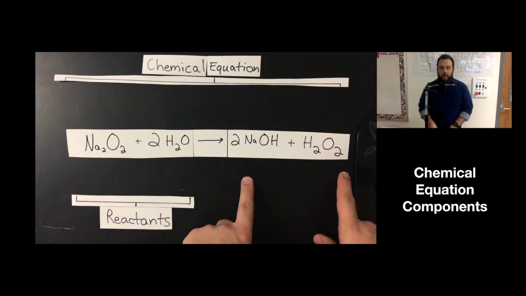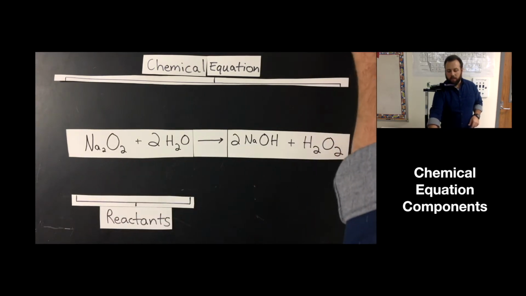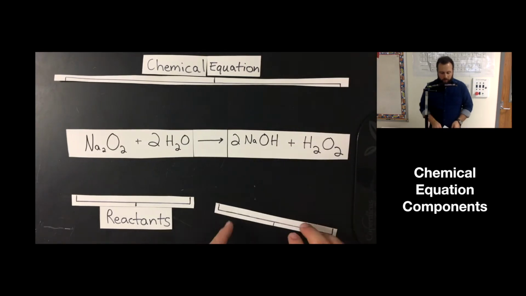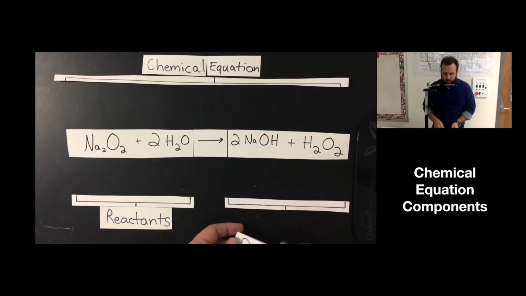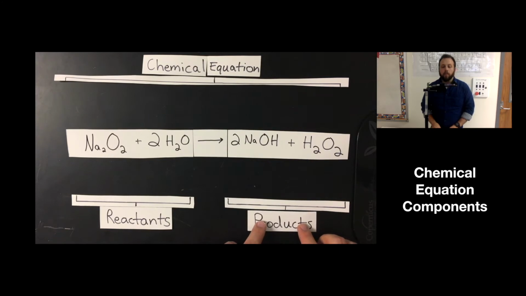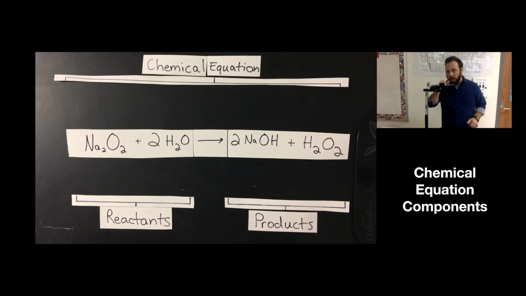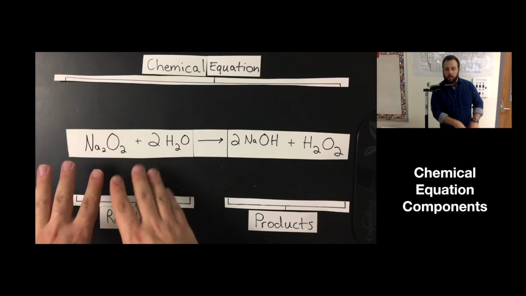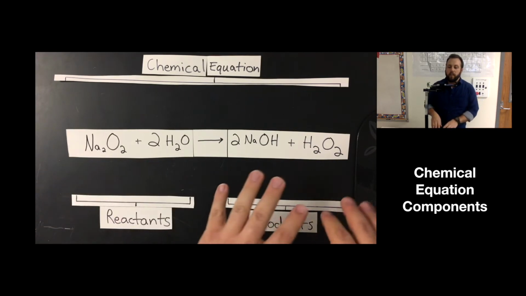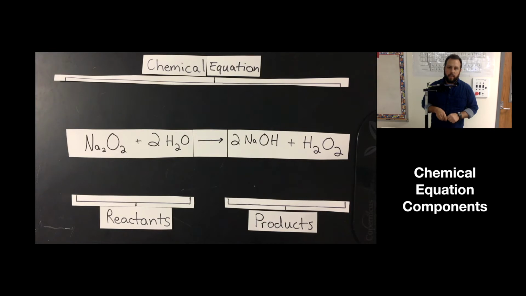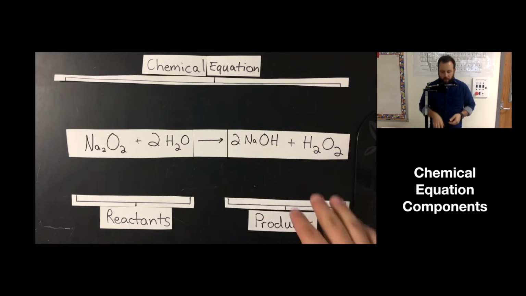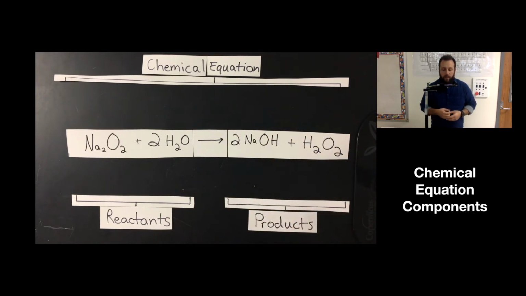Then the right side of this chemical equation is our products. The right side of this arrow is called the products. The products are what we get out. We've put these ingredients in, and we've got these that came out of the chemical reaction. Going back to our cake example, this would be the cake, the stuff that comes out.